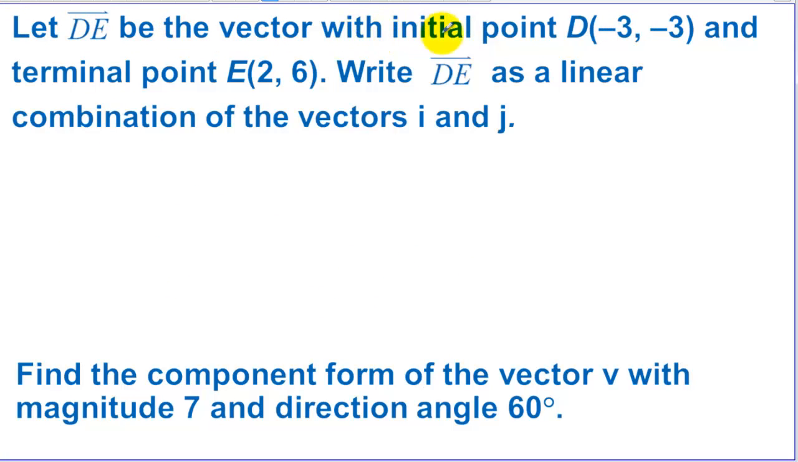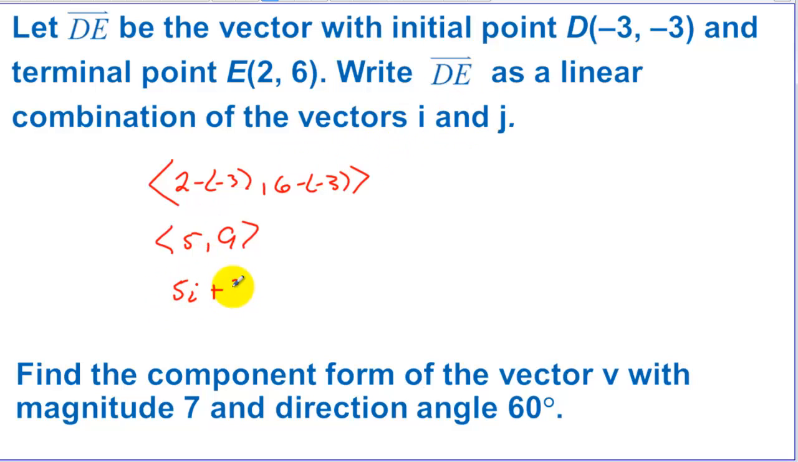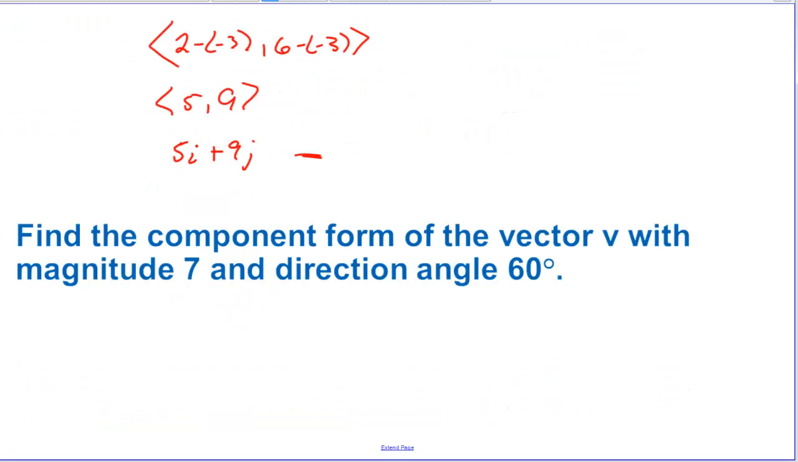Let DE be the vector with initial point (negative 3, negative 3) and terminal point (2, 6). Write DE as a linear combination of the vectors i and j. The first thing we do is put this in component form. The x is going to be 2 minus negative 3, and the y is going to be 6 minus negative 3. That's going to be ⟨5, 9⟩. So to write it as a linear combination of i and j, it is 5i plus 9j.